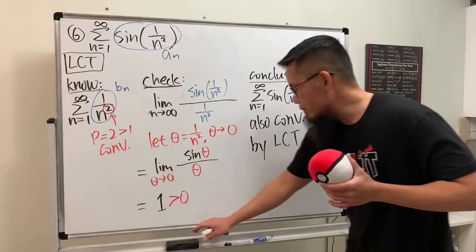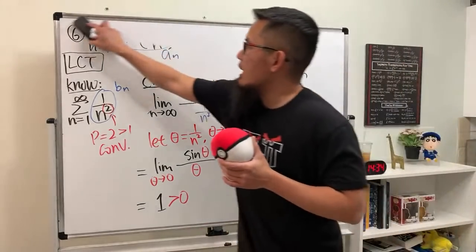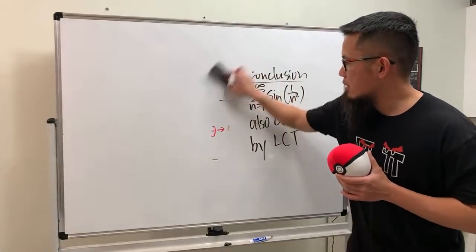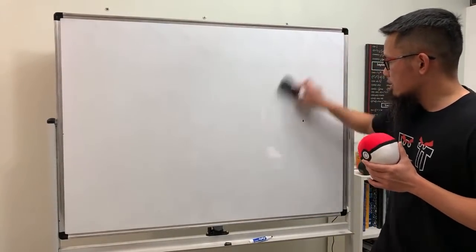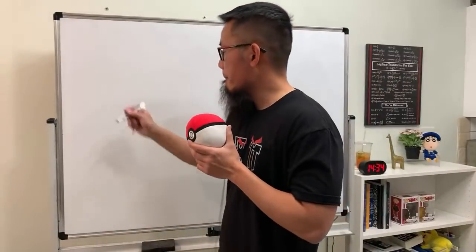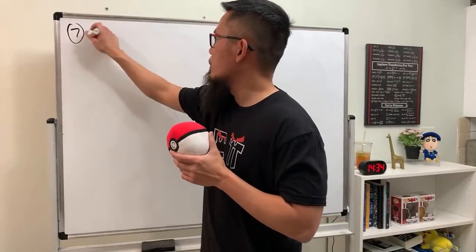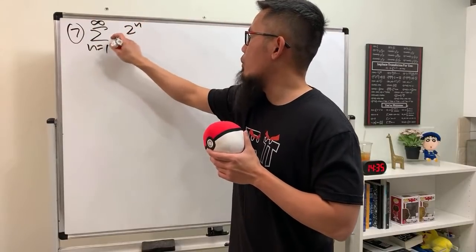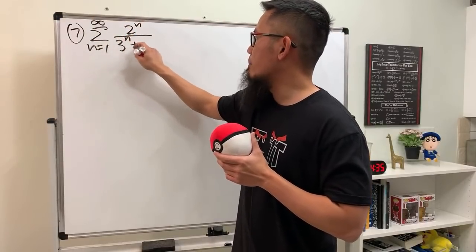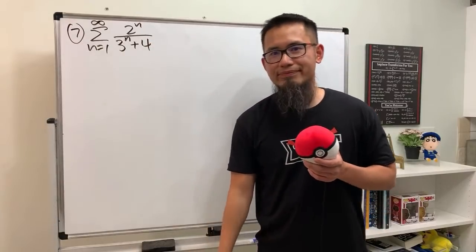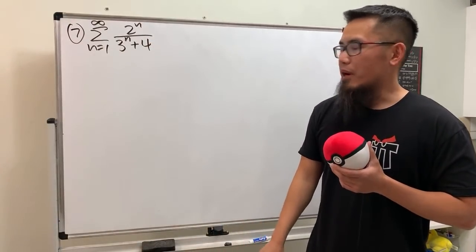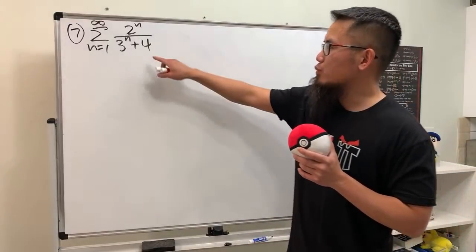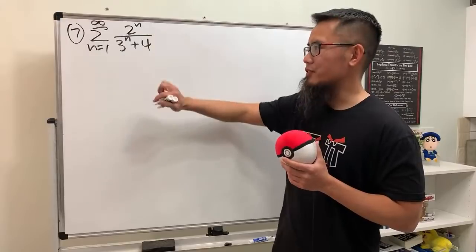All right, so continue. That was that. And now, 2 more to go. Number 7, here we're looking at the series as n goes from 1 to infinity, 2 to the nth power over 3 to the nth power plus 4. Wow. It's actually not so bad, because when you have the plus 4, just forget about it.